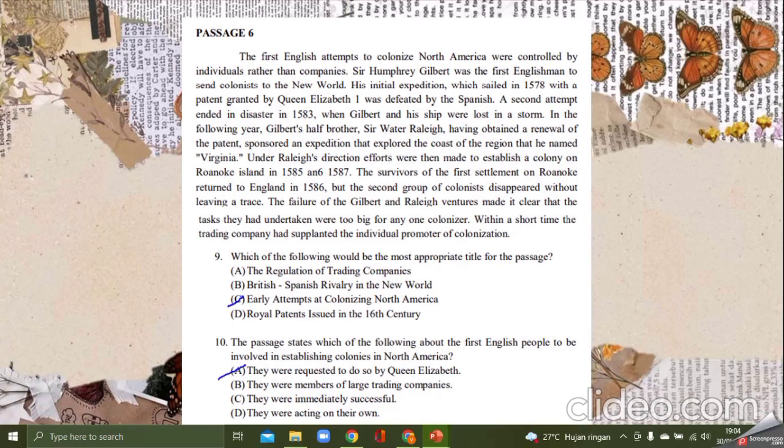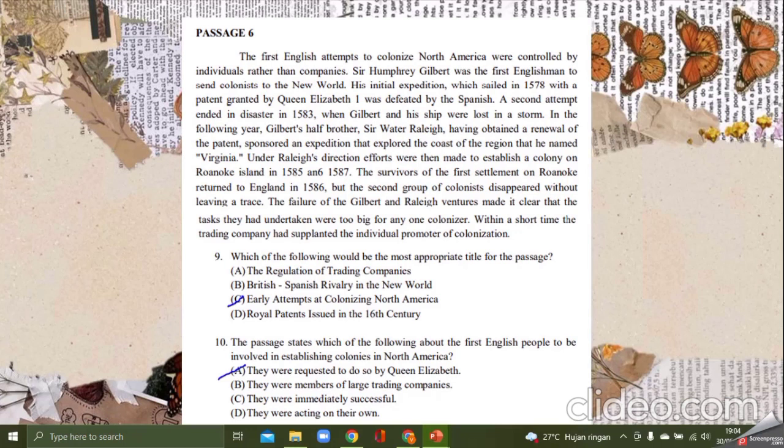The failure of the Gilbert and Raleigh ventures made it clear that the tasks they had undertaken were too big for any one colonist. Within a short time, the trading company had supplanted the individual promoter of colonization.